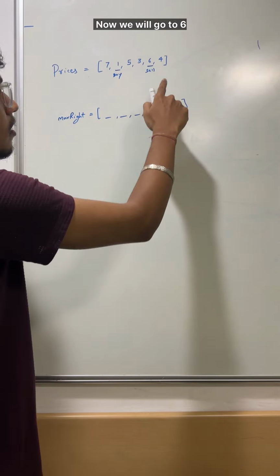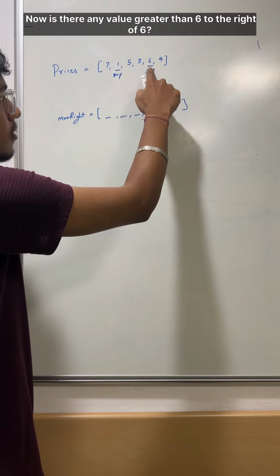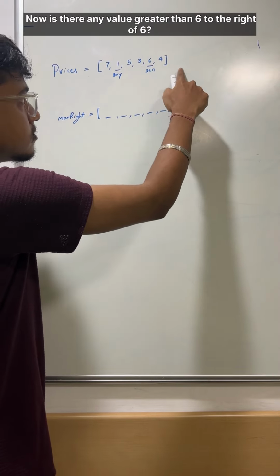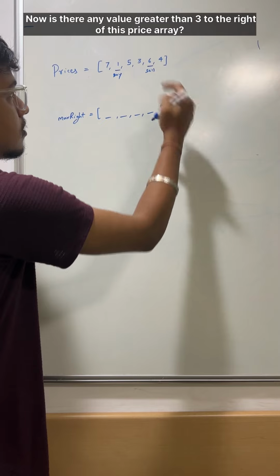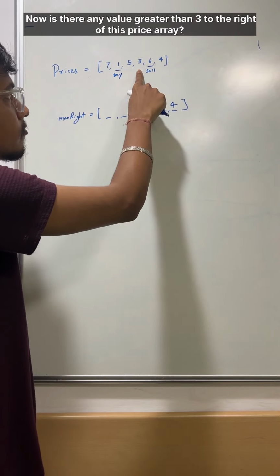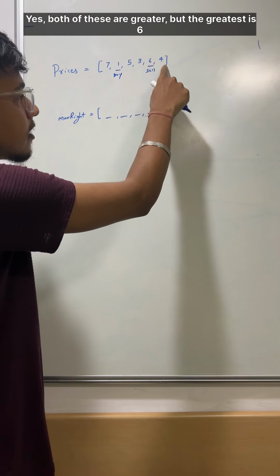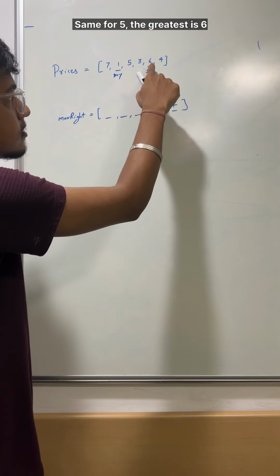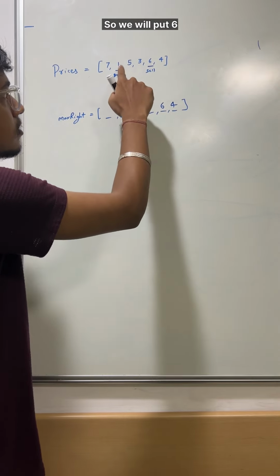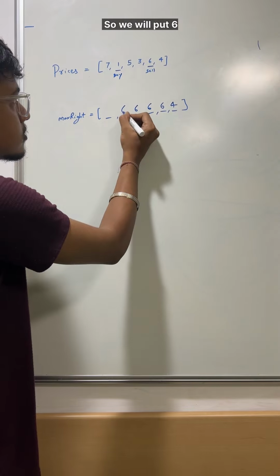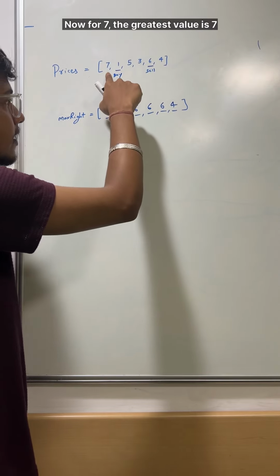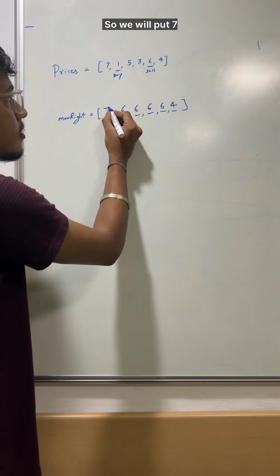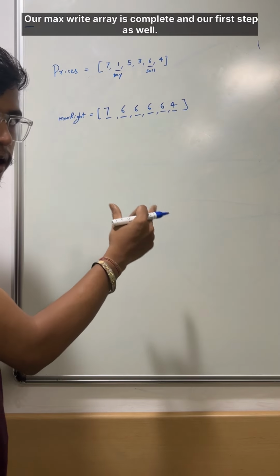Let's move on. Now we'll go to 6. Is there any value greater than 6 to the right of 6? No. So this will be 6. Now, is there any value greater than 3 to the right of it in the prices array? Yes, both of these are greater, but the greatest is 6. So we'll put 6. Same for 5. The greatest is 6. So we'll put 6. Same for 1. The greatest is 6. So we'll put 6. Now for 7, the greatest value is 7 itself. So we'll put 7. Our maxRight array is complete and our first step as well.